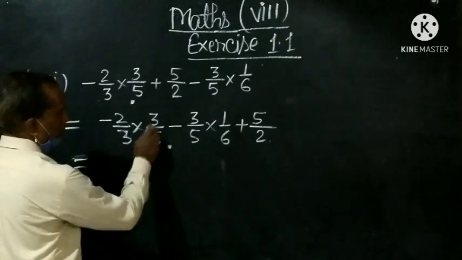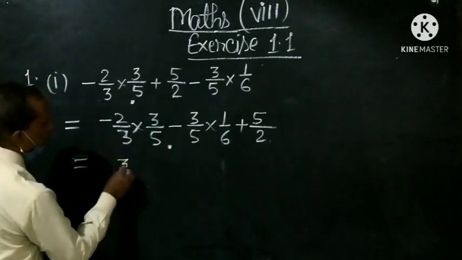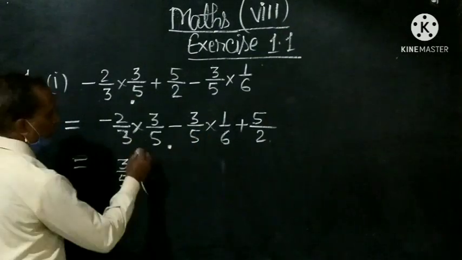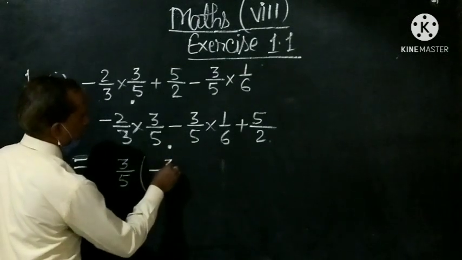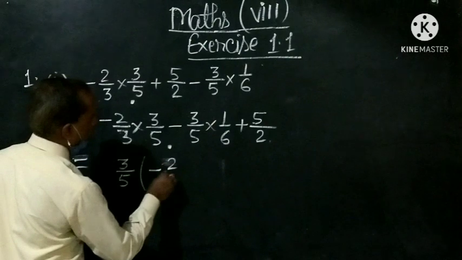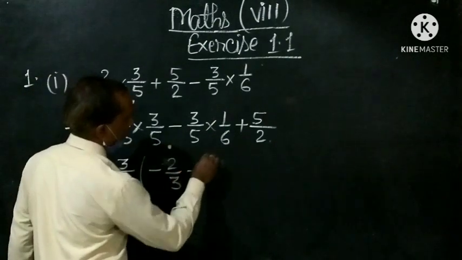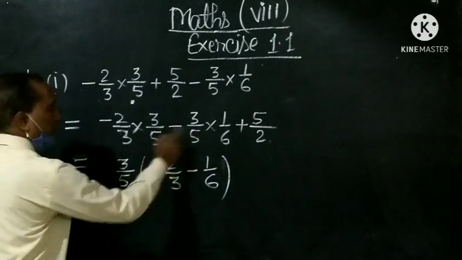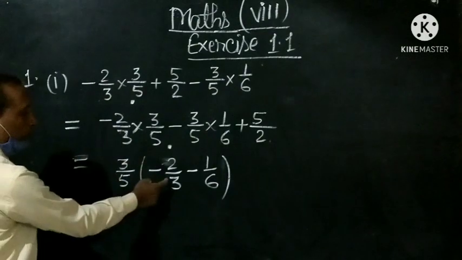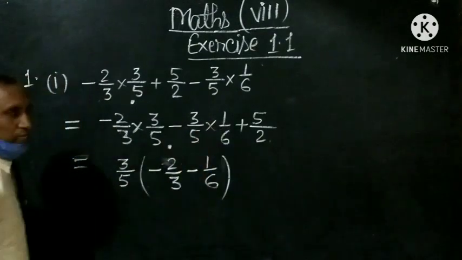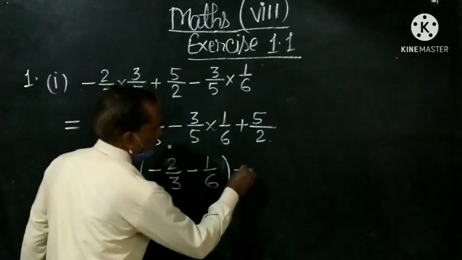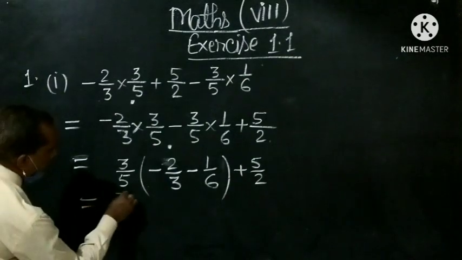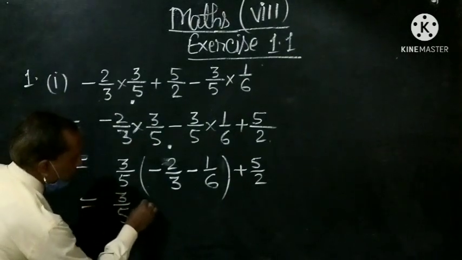The common term is 3 upon 5 in both. Therefore, you take common 3 upon 5 from these two terms. You get 3 upon 5 into minus 2 upon 3 minus 1 upon 6 in the bracket, plus 5 upon 2. Then you write 3 upon 5 and the bracket.